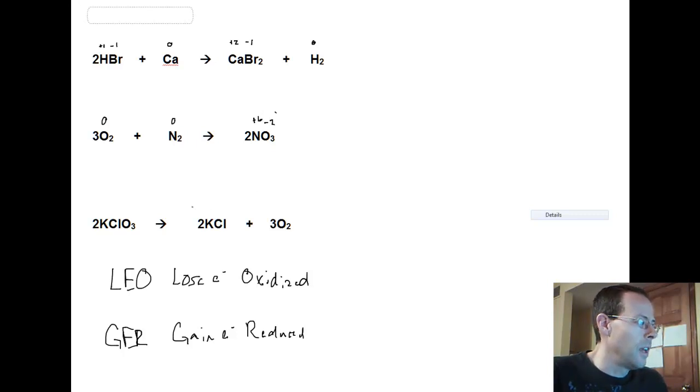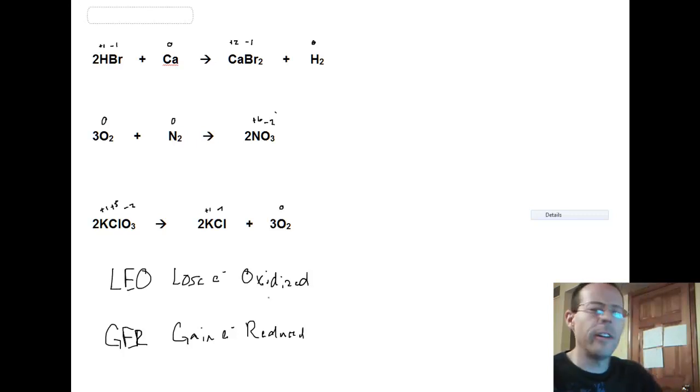Alright? And then down here, potassium chlorate. Potassium is an alkali metal, so it's always +1. Oxygen is usually a -2. There's 3 of them, so altogether that's -6. But we have +1, so chlorine must be a +5, because +1 +5 -6 = 0. And then down here, potassium is a +1, which means chlorine is a -1. And then over here, oxygen is a 0.